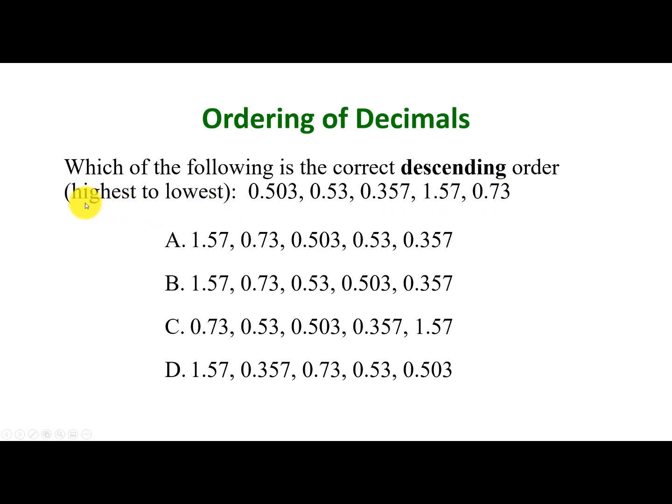1.57 is the largest. 0.73 is second to the largest. So since we are doing the largest value to the smallest, 1.57 should come first, so C is not correct. And then the next value after that's 0.73, so D is not correct. So the difference between A and B now is these two values here. 0.53 is larger than 0.503. B is the correct answer.